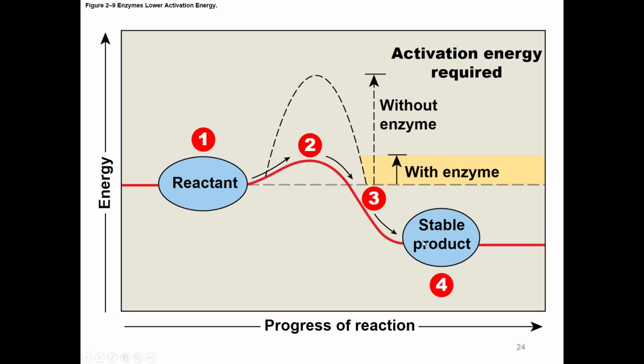And then we end up with a stable product or the finished product. Okay? So if we use an enzyme, we can actually lower that hill and make it easier, which is represented by the red hill here. This is how much energy it would take to get to the product using an enzyme.